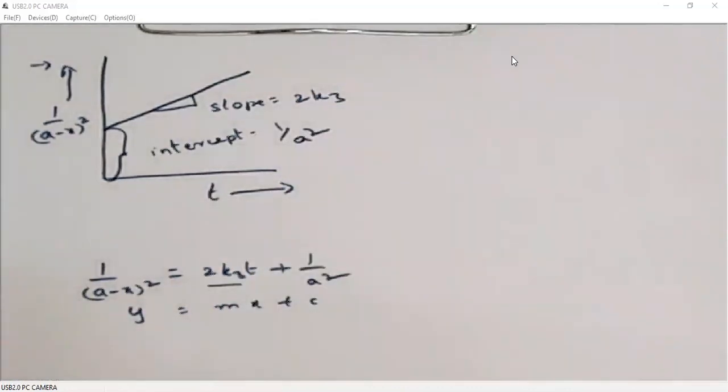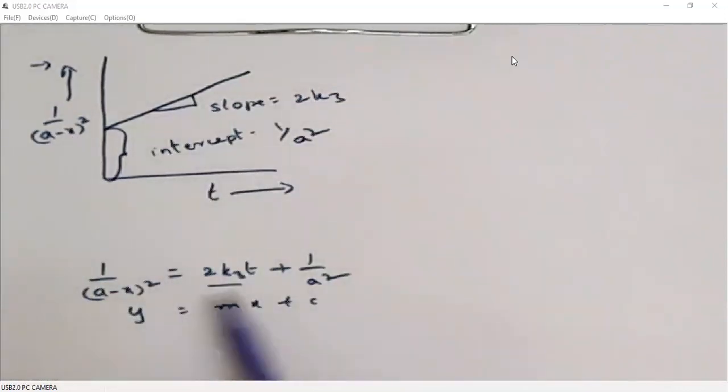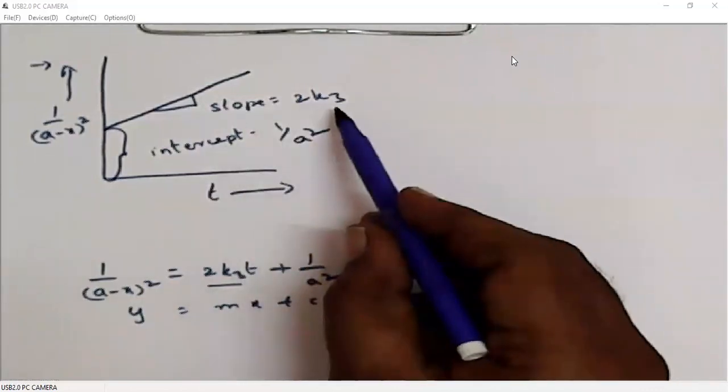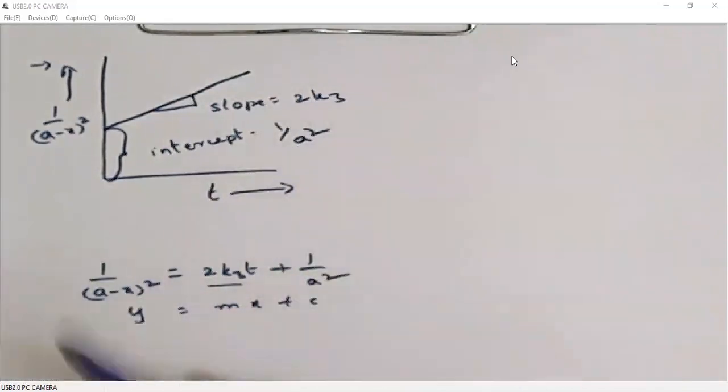So when we draw a graph of 1 by A minus x whole square versus t, we will rearrange it a little bit. Then it gives a straight line whose slope is 2k3 and an intercept of 1 by A square.